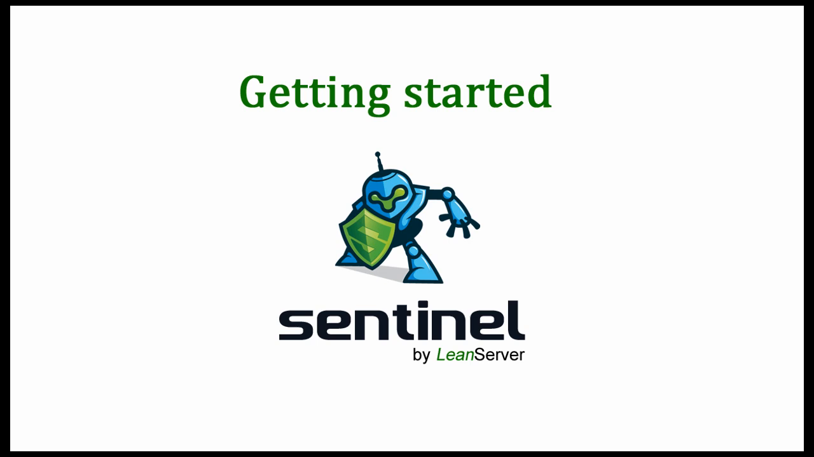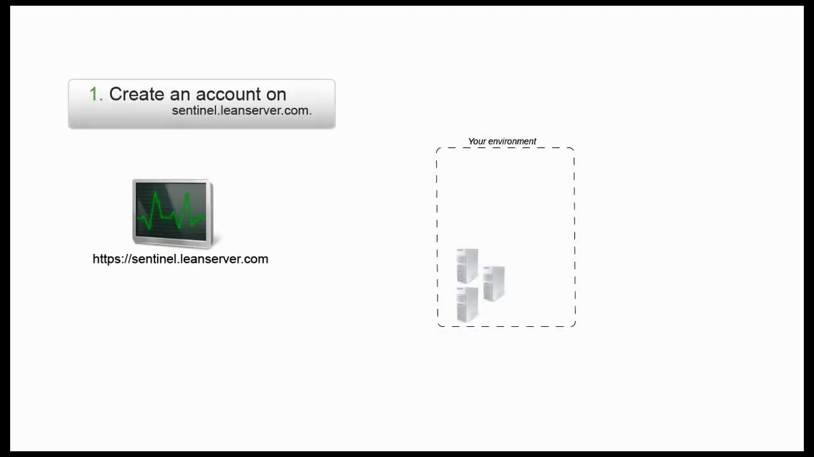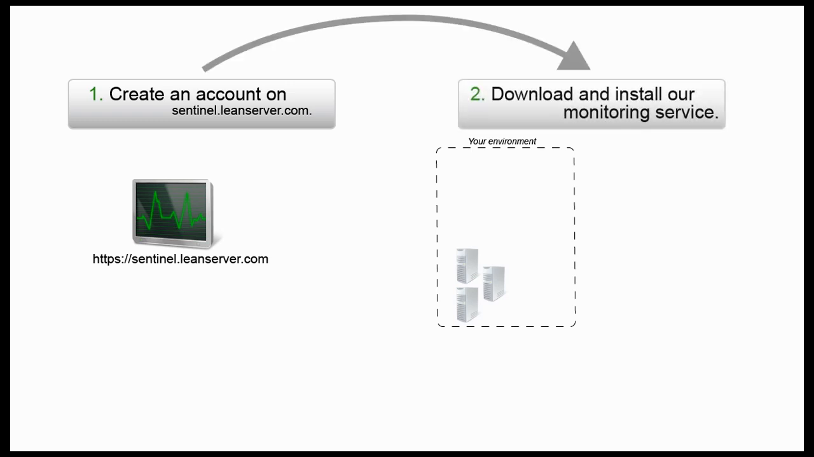We designed Sentinel to be very easy to deploy, fast to get started with, and have almost no impact on your existing application. To get started, simply create an account on sentinel.leanserver.com. The next step is to download and install our monitoring service. You only need one service, and it can be installed anywhere in your environment. You do not need to open any firewall ports or allow any external access to your network.